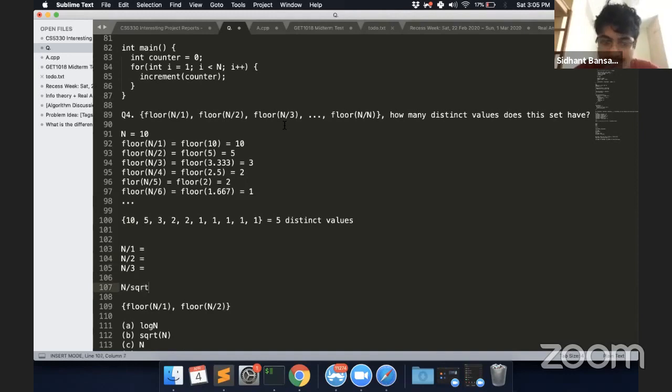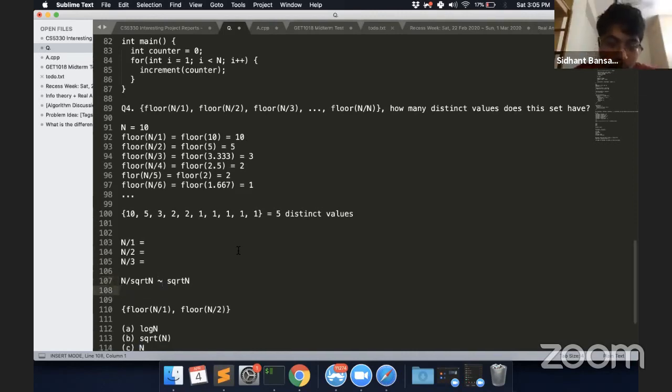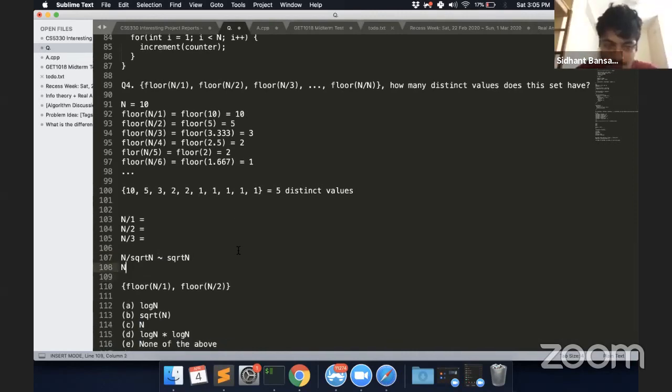When you reach square root n, this thing will roughly be equal to square root n, right? I don't have a symbol for roughly equal, so let's use this. It'll be roughly equal to square root n. When you start going above this, think about what will happen.